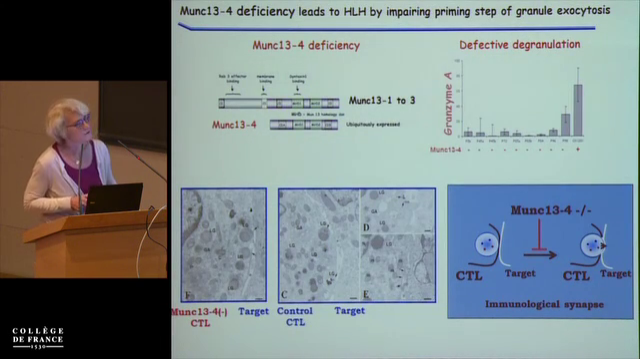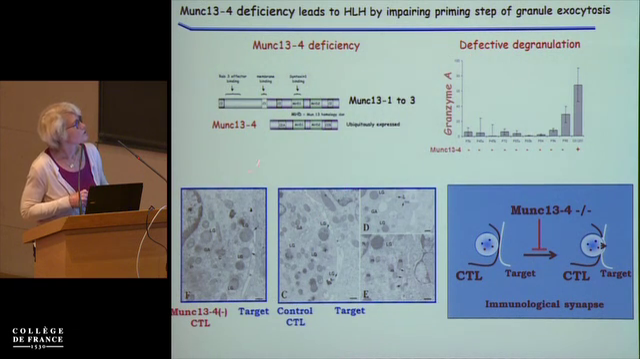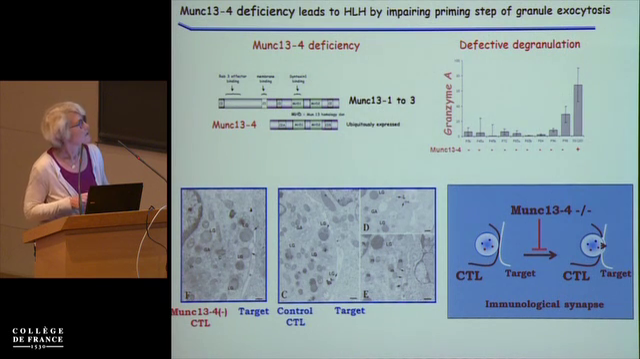The second example is due to biallelic mutation in a gene called MUNC13-4, which is a member of the MUNC13 family, where the other first three members are mainly expressed in the brain and regulate the secretion of neurotransmitter at the neurological synapse. In contrast, MUNC13-4 is more ubiquitously expressed and especially expressed in cytotoxic lymphocytes, and its defects similarly affect the ability of these lymphocytes to secrete the content of their granules.